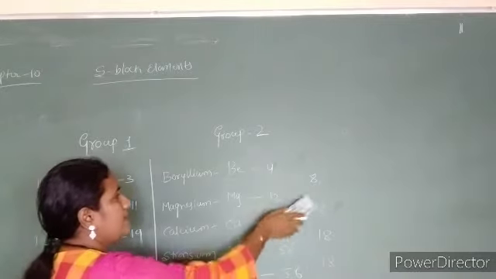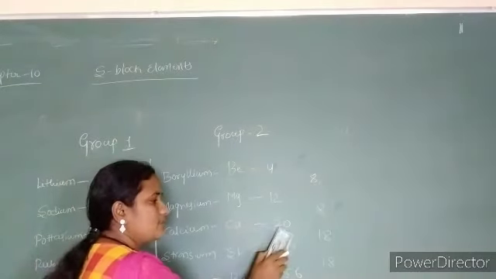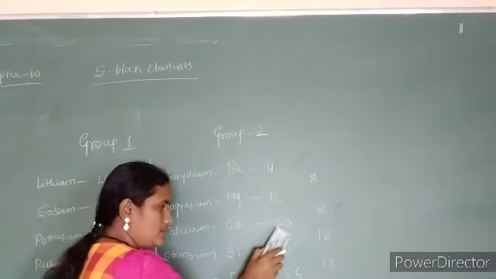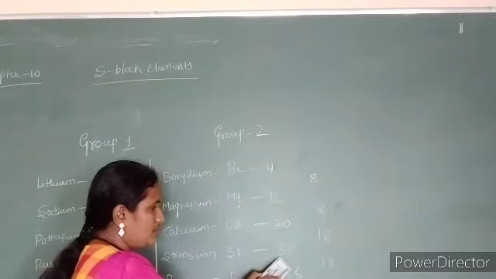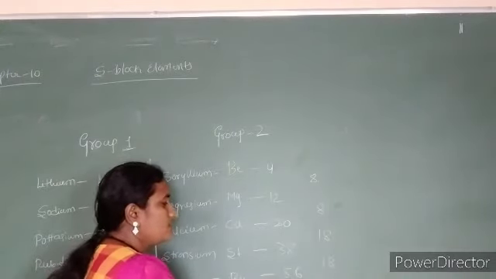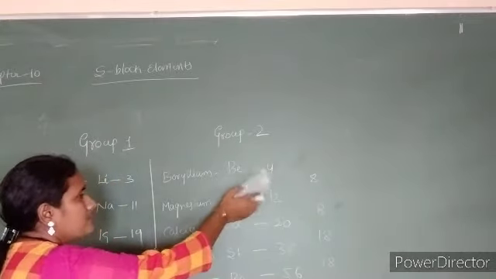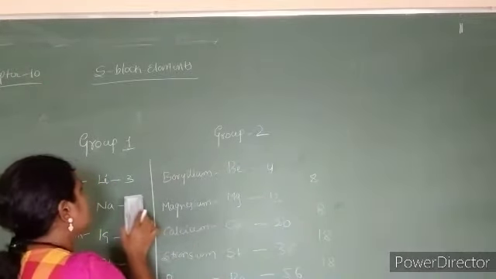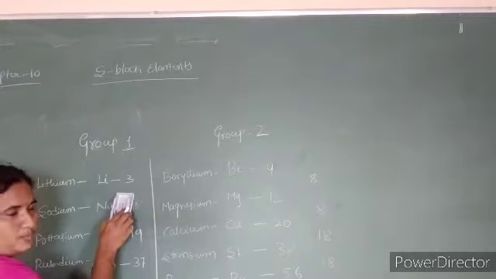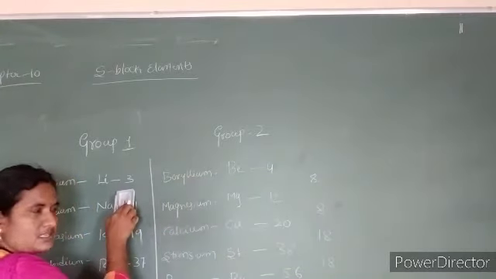So you add 8 to 4, you will get magnesium. 8 to 12, you will get the calcium atomic number. 18 to 20, you will get the strontium atomic number. 18 to 38, you will get barium. And 32 to 56, you will get the radium atomic number. If you subtract 1, then you will get the atomic number of the group 1 element. So for beryllium, 4 minus 1 is 3, that is lithium.